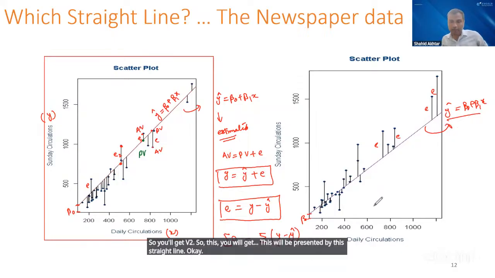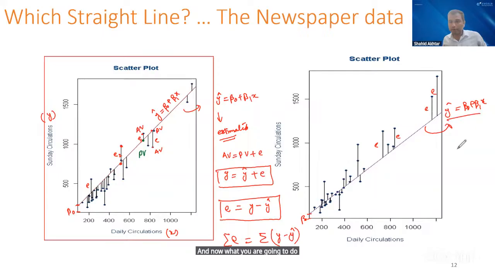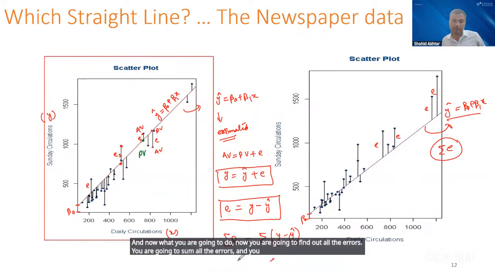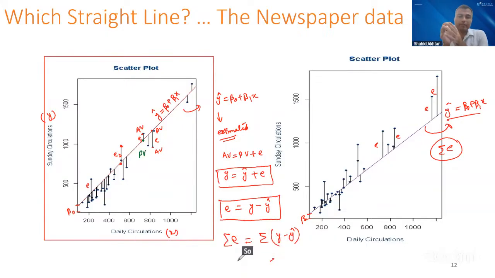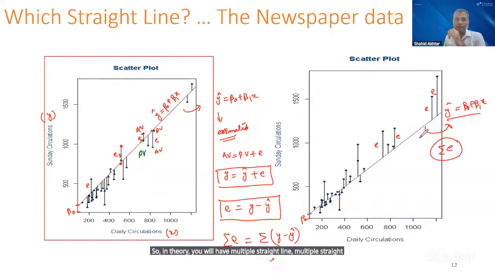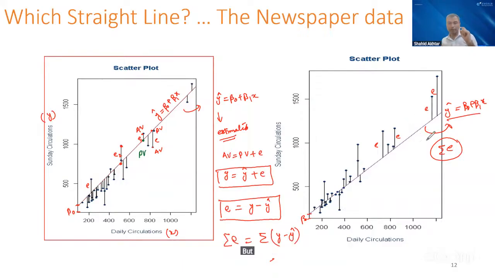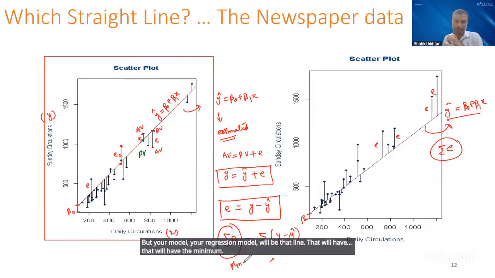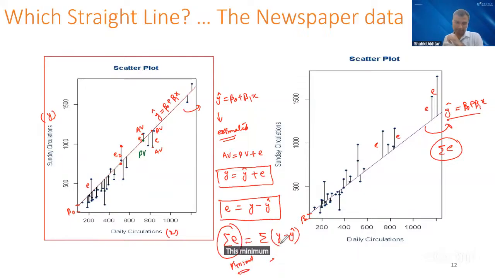Now you are going to find all the errors, sum all the errors, and find in the same way. In theory you will have multiple straight lines like this, but your regression model will be that line that has the minimum error. You have to find out which straight line gives you the minimum error.